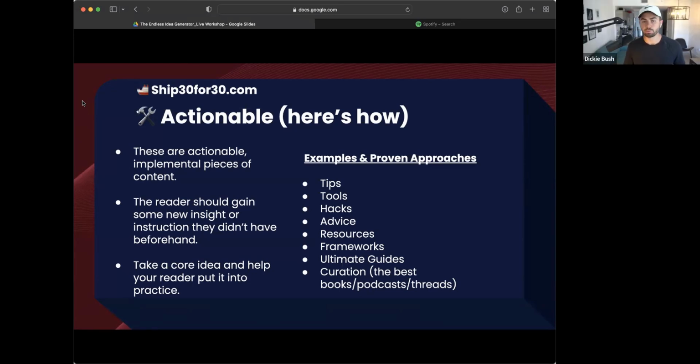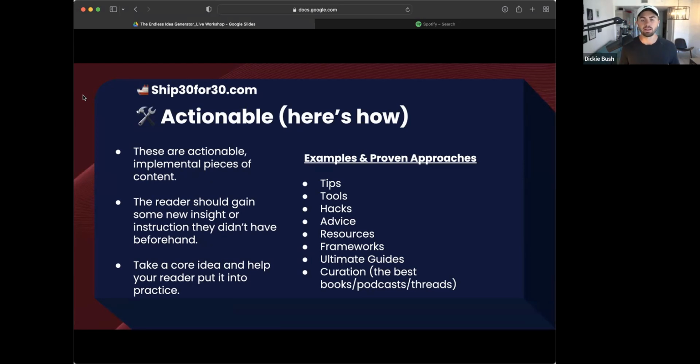And these are some of the proven approaches within the actionable framework. You have share your tips. Here's some tools you use. Here's some quick hacks or pieces of advice that you wish you had. Here are the resources to learn, frameworks that are helpful, ultimate guides to do something step by step, or you can curate the best books, podcasts, Twitter threads, LinkedIn posts, blog posts, TED Talks. All of that is actionable to help someone take action on whatever the core idea is.